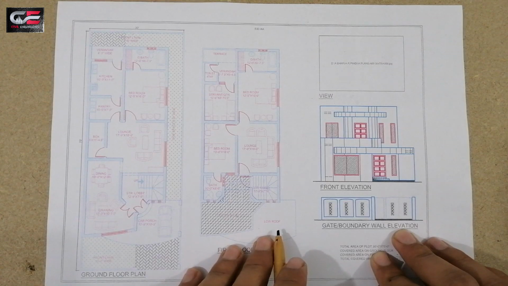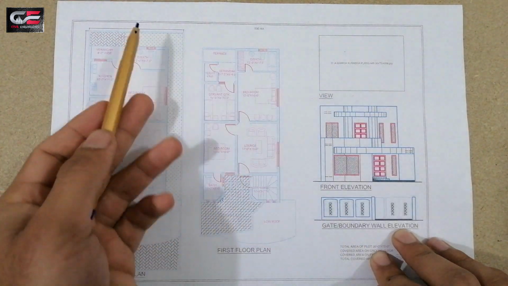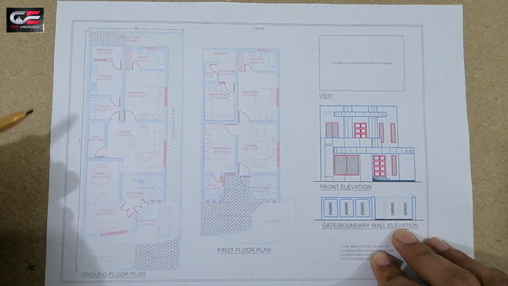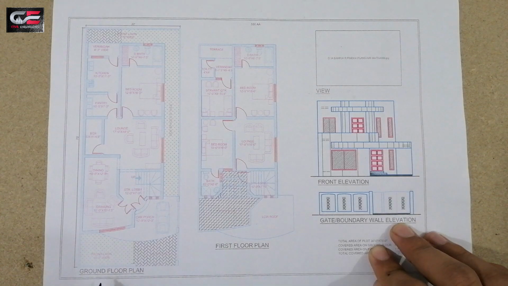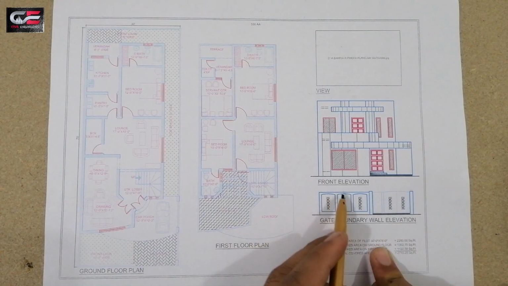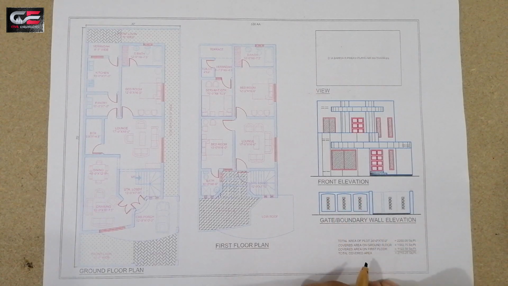Guys, today in this video I will discuss this plan of a house, which is 30 feet by 75 feet. You can see this is the ground floor plan, and this is the first floor plan. You can see this is its front elevation, and this is the gate and boundary wall elevation.